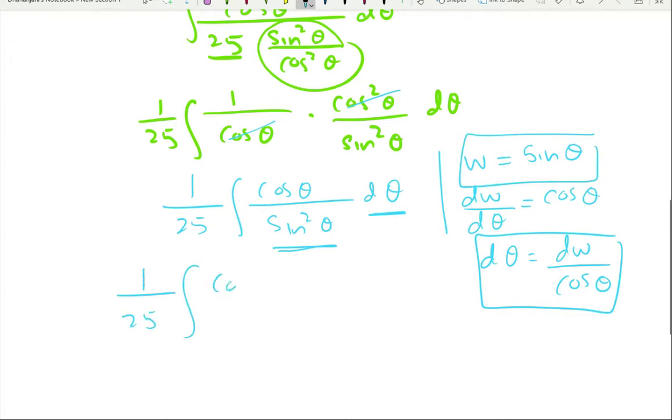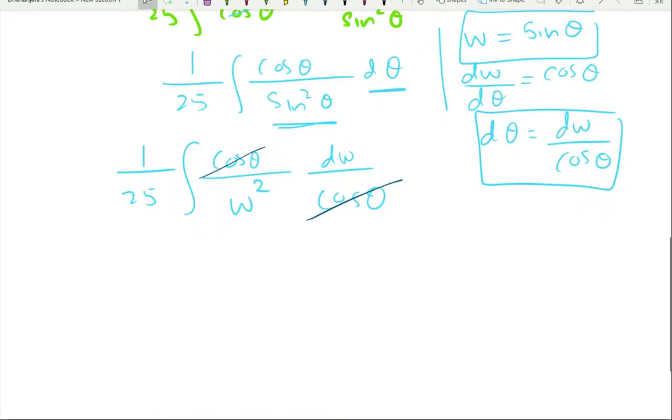1 over 25, cosine theta, here w square, right? Sine theta is w, d theta is dw over cosine theta. See why I use sine theta as a substitute? Then I can get rid of cosine theta just like that.